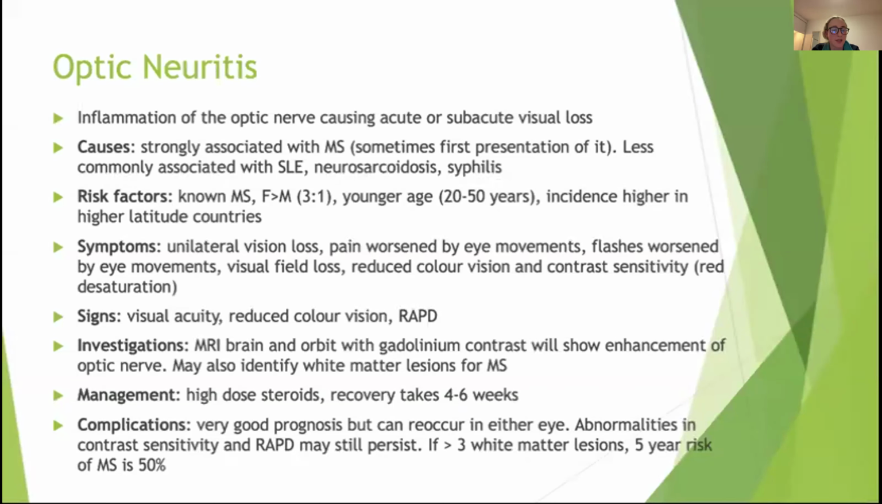So in terms of investigations, because you are suspicious that there may be some sort of MS, you need to do an MRI, brain and orbit, to show the optic nerve, and also try and look for any other white matter lesions for MS. And you just give high dose steroids, and generally there's quite a good prognosis, but it can recur in the same eye or the other eye. And it usually takes about 4 to 6 weeks, but generally the prognosis is quite good.